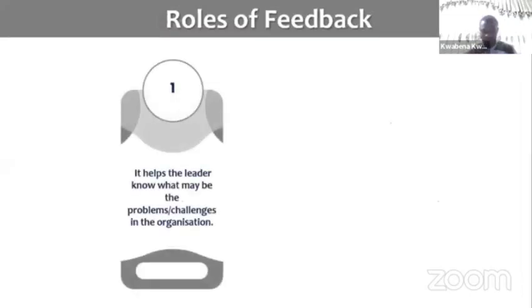I want us to look at two roles of feedback. One, it helps the leader know what may be the problems or challenges in the organization. So if we look at what feedback does, we said that it multiplies your senses in the organization. Now, what is the role? One, it helps the leader know what may be the problems or challenges in the organization.